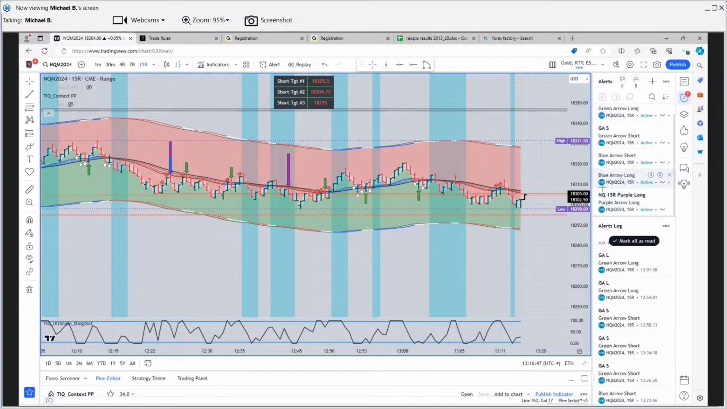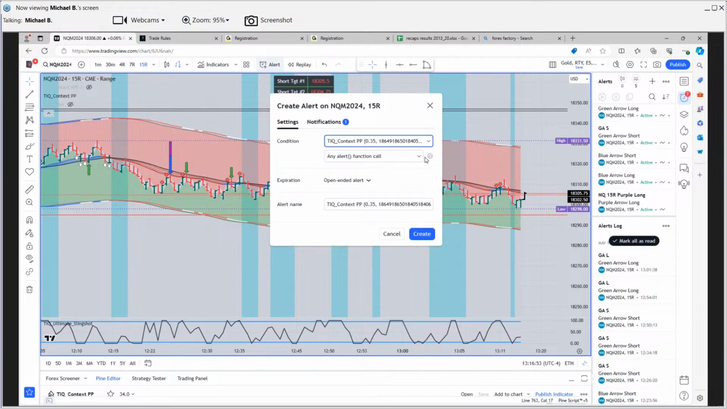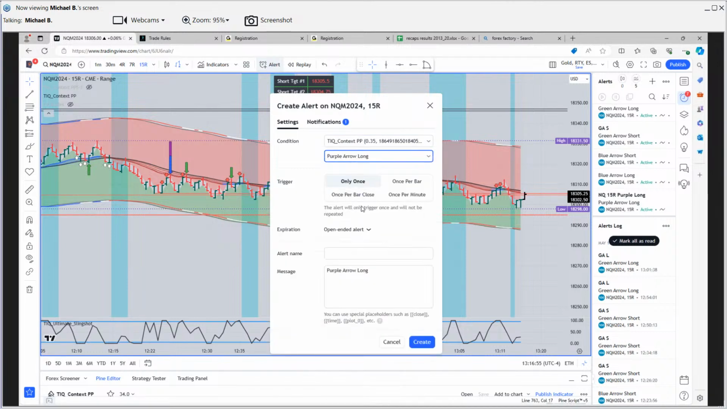You just click here, you click alert, choose what you want to put the alert on, context PP, choose the alert you want to put on, choose once per bar close. You can name it if you want to, you don't have to. It'll give it a name like this right here. If you do name it, the bold text up here on the top is what the name will show up as.